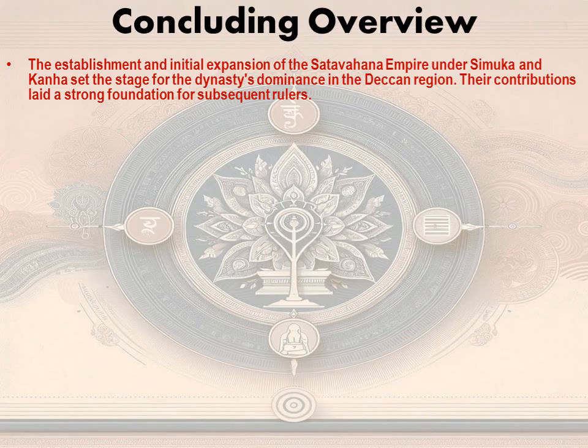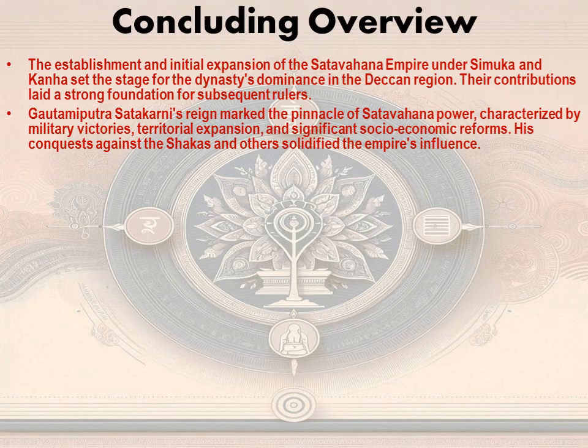The establishment and initial expansion of the Satavahana Empire under Simuka and Kanha set the stage for the dynasty's dominance in the Deccan region. Their contributions laid a strong foundation for the subsequent rulers. Gautamiputra Satakarni's reign marked the pinnacle of Satavahana power, characterized by military victories, territorial expansion, and significant socio-economic reforms. His conquest against the Shakas and others solidified the empire's influence.